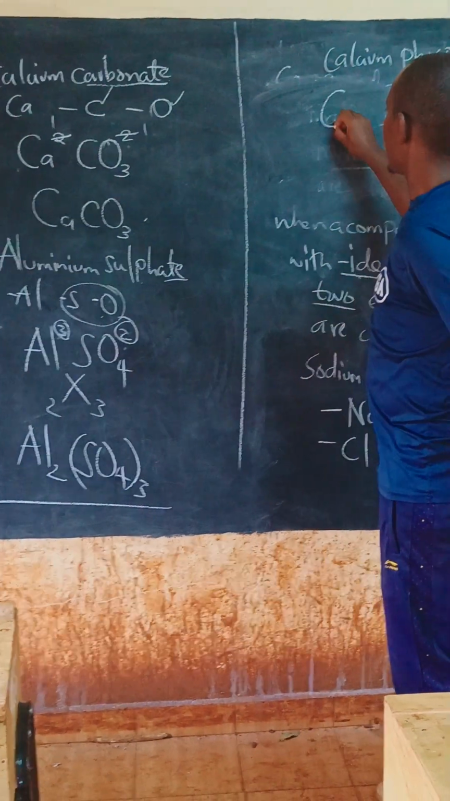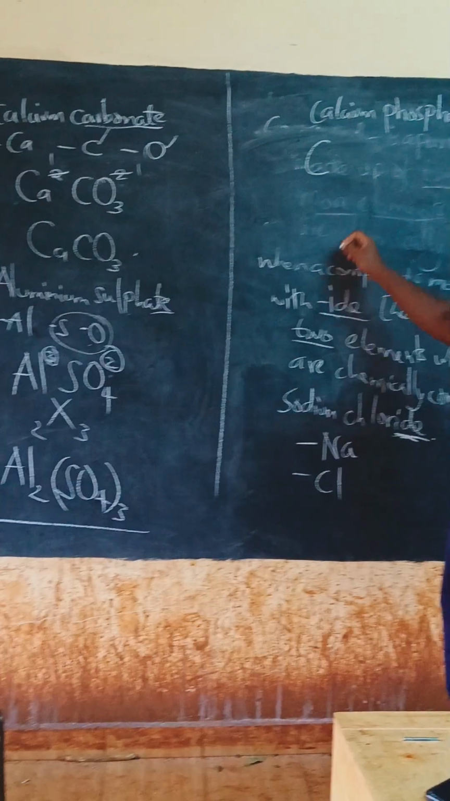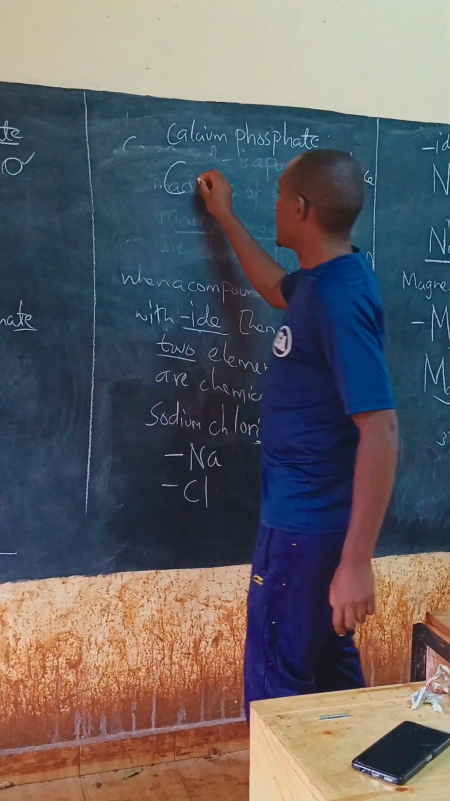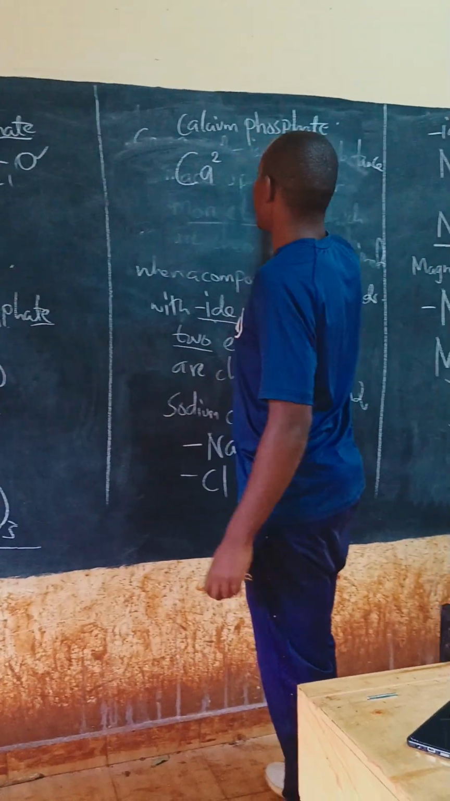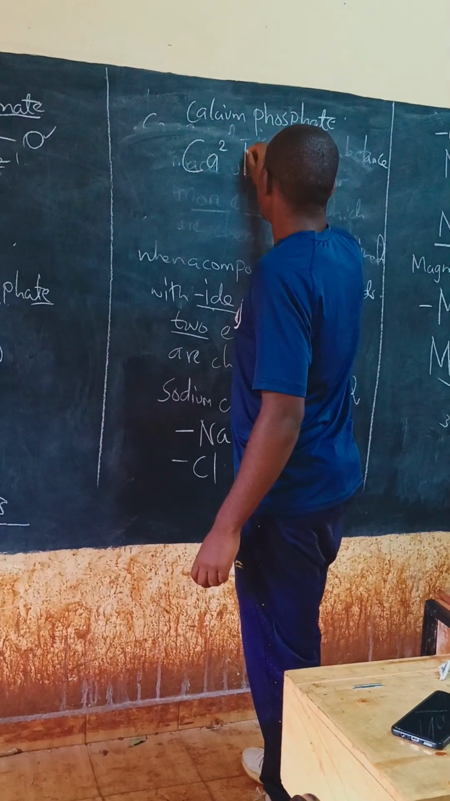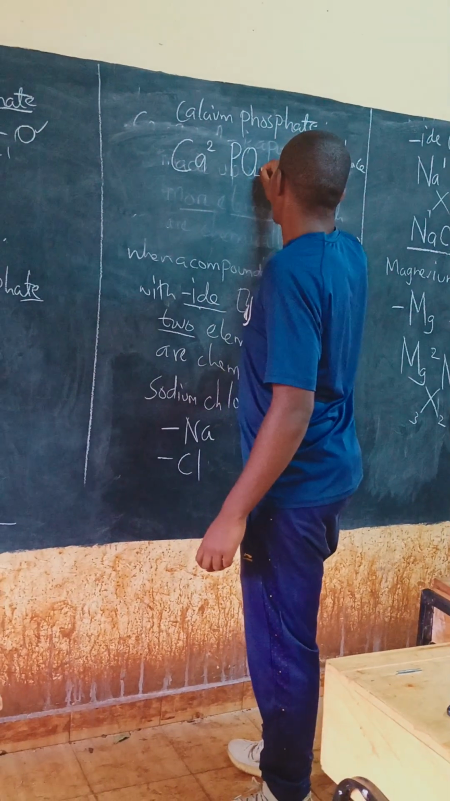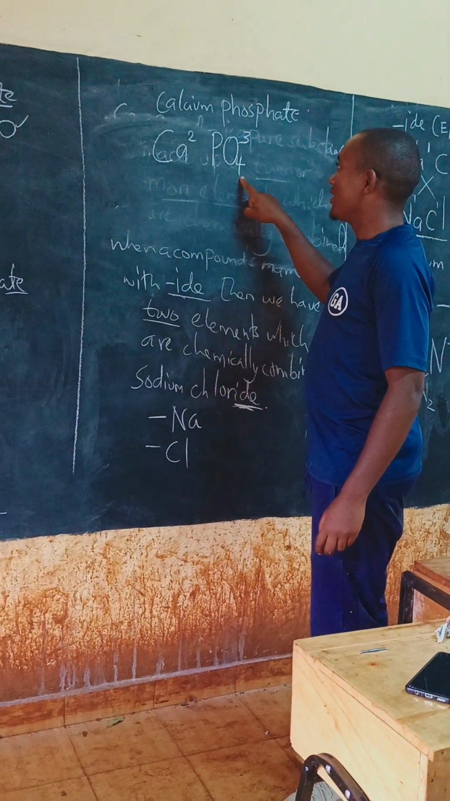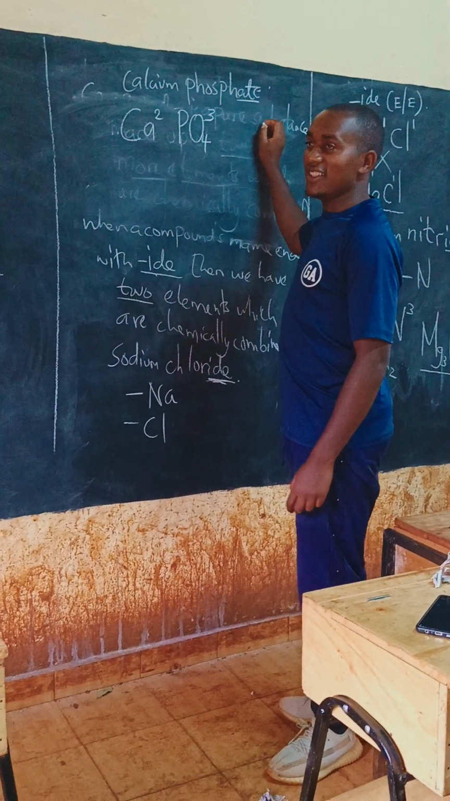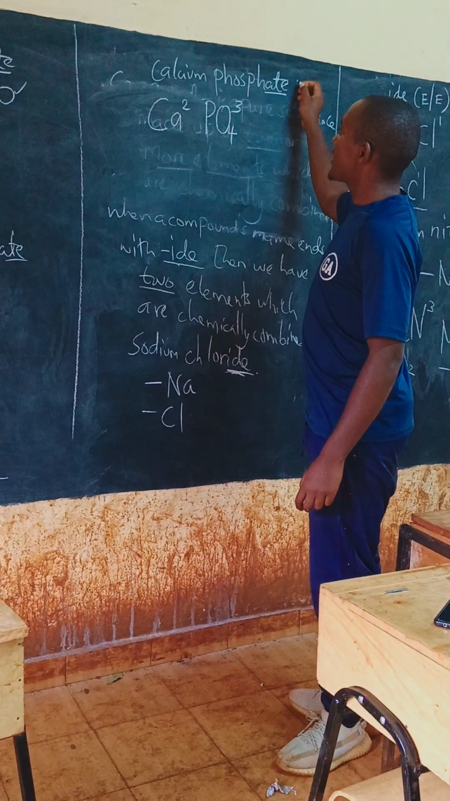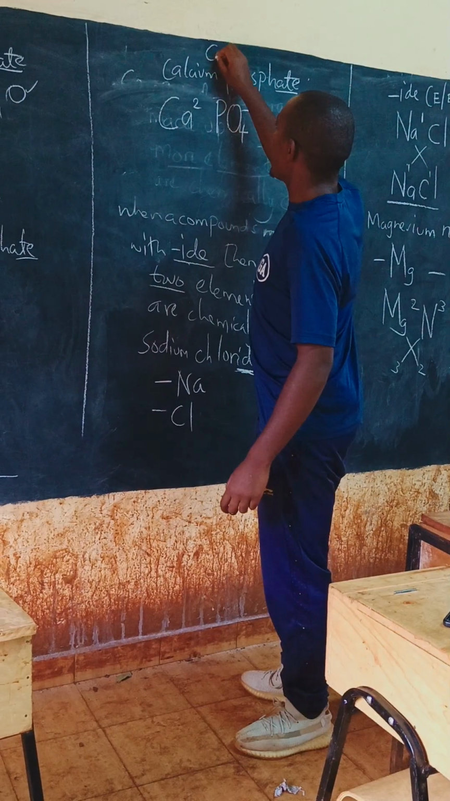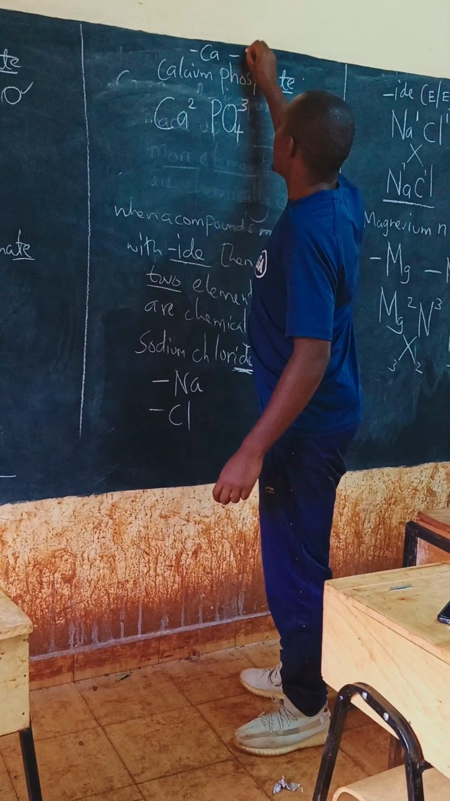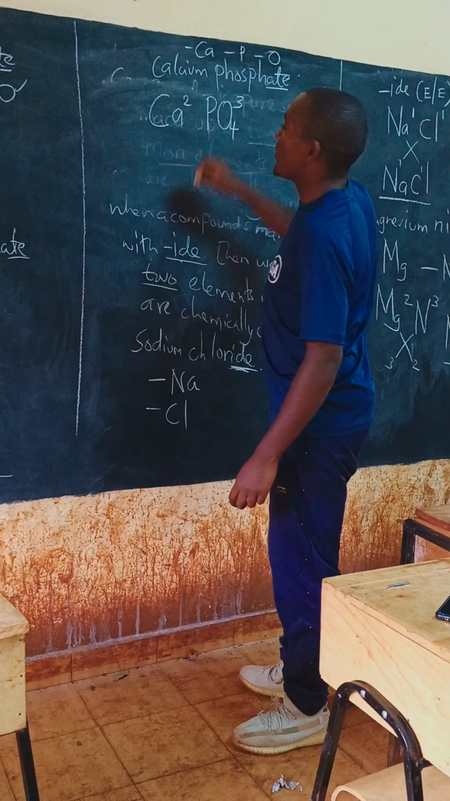So calcium is valence 2 because it loses 2 electrons, and phosphate is PO4 valence 3. So calcium phosphate ends with ATE. It means we have 3 elements that are chemically combined. That is calcium, phosphorus, and oxygen must be one of them.